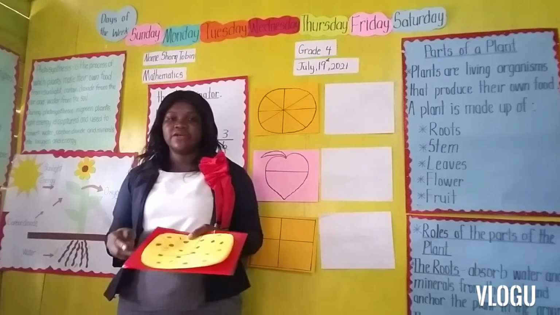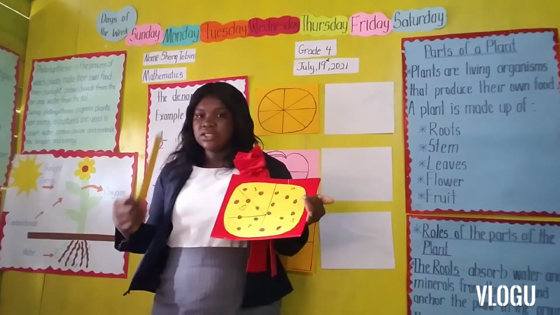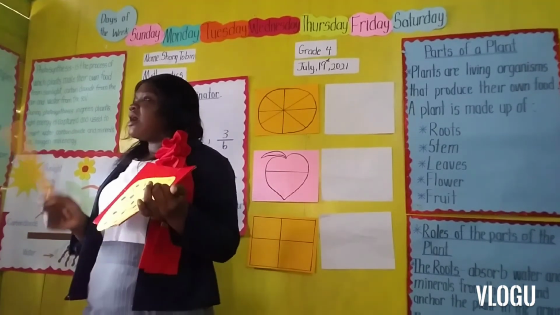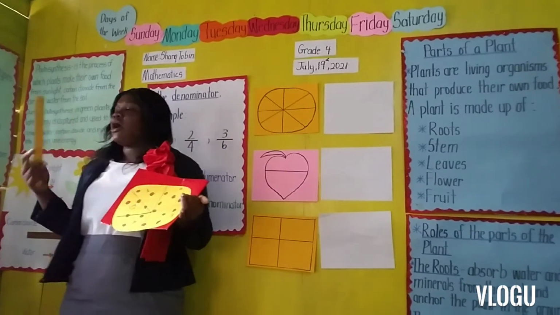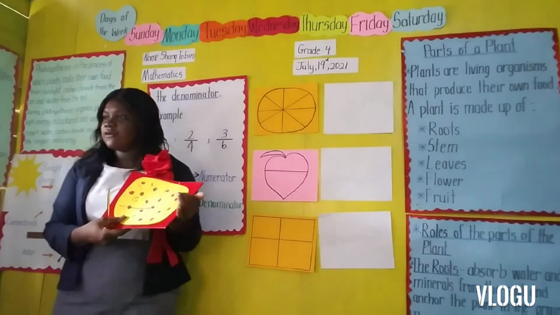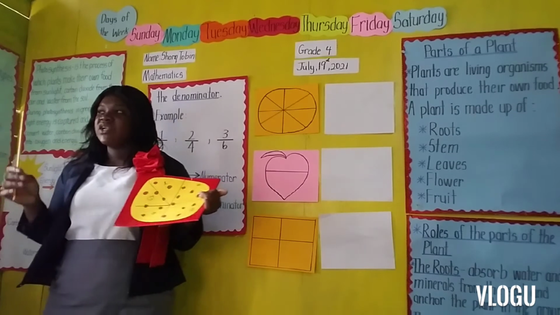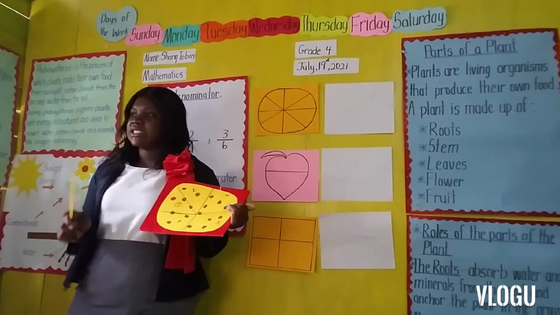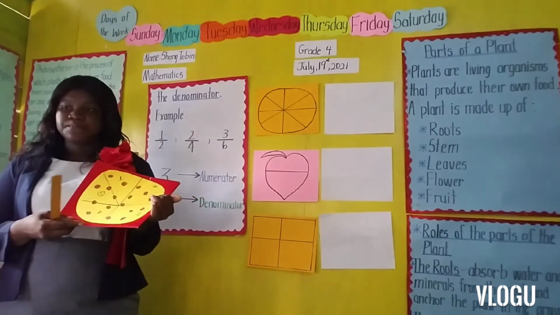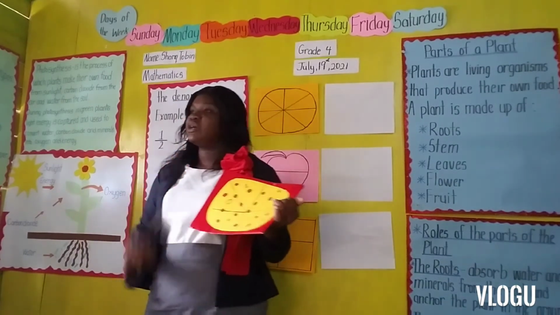Now this is something to note. The denominator says how many parts the whole has been divided into, okay? Let me go over that again. The denominator states how many parts the whole has been divided into. The whole, whether it be a whole pizza, an entire circle, a whole apple, a whole watermelon, whatever the whole may be, the denominator states how many parts the whole has been divided into, okay? Give me an example of a whole. A whole cherry, very good.